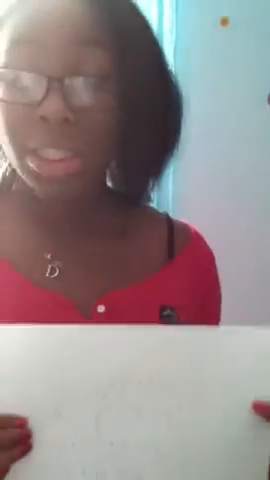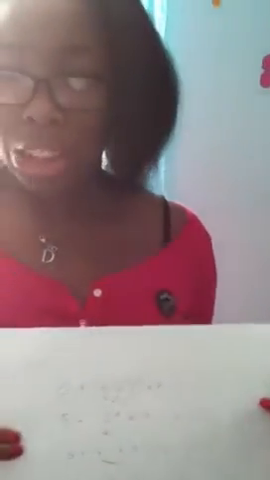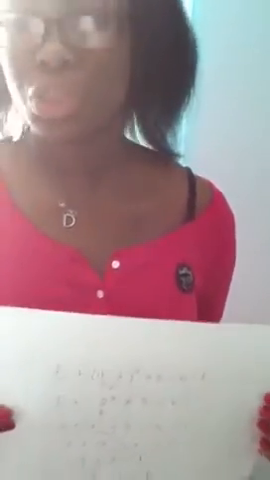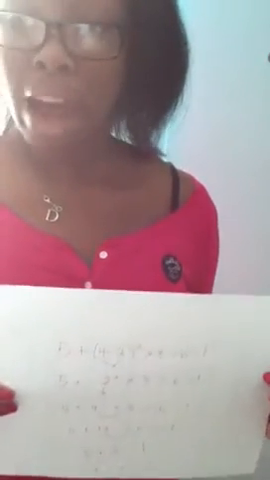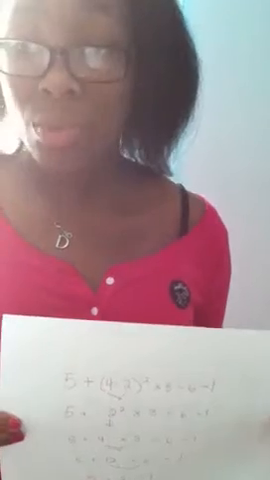Let's see. 5 plus 4 minus 2, which are in parentheses, squared, times 3 divided by 6 minus 1. First you do 4 minus 2, since those are in the parentheses, and parentheses goes first. It's the P in PEMDAS, which is 2. So you have 5 plus 2 squared times 3 divided by 6 minus 1.